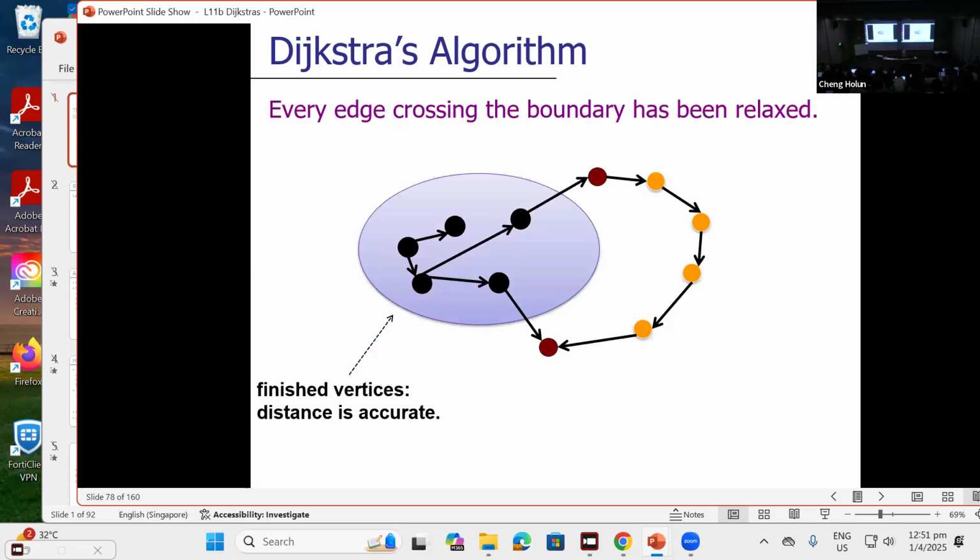Let's try to prove by induction, okay? Let's prove by induction in a more graphical form. So imagine that we have a graph, a very complicated graph. All these vertices in this blue circle are already dequeued, okay? Because of induction, we assume that we already have a set of vertices that are already dequeued. And when they were dequeued, we also assume they already have the shortest estimated distance.